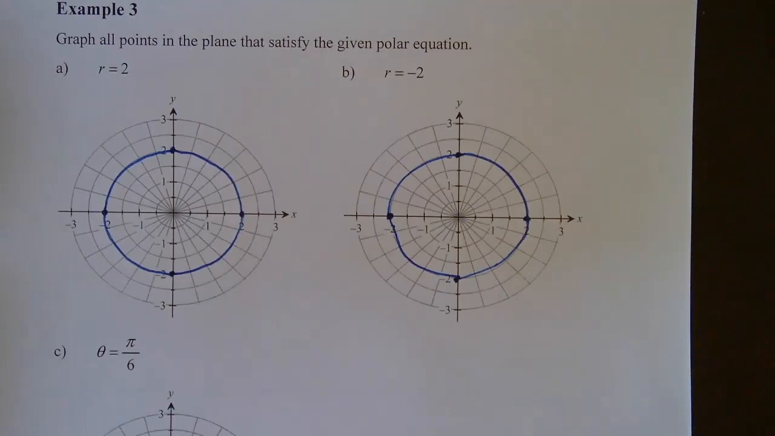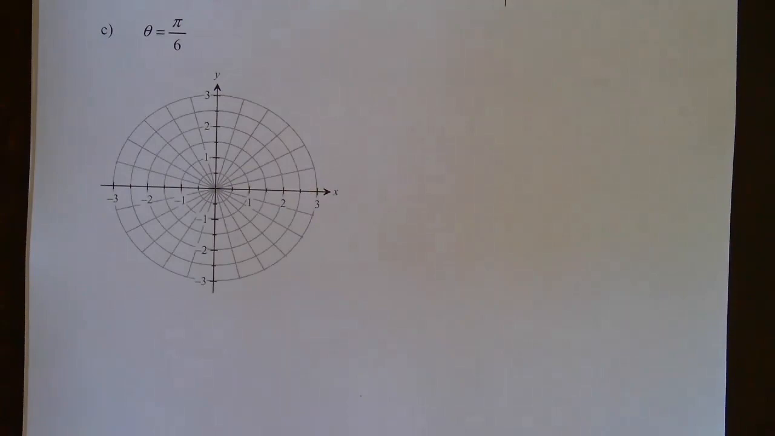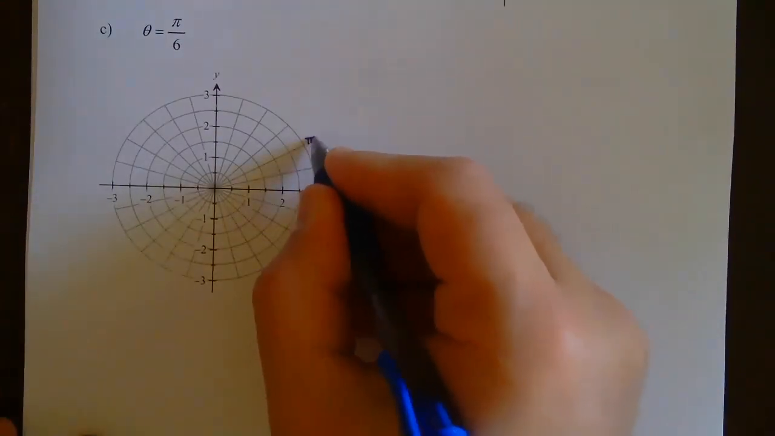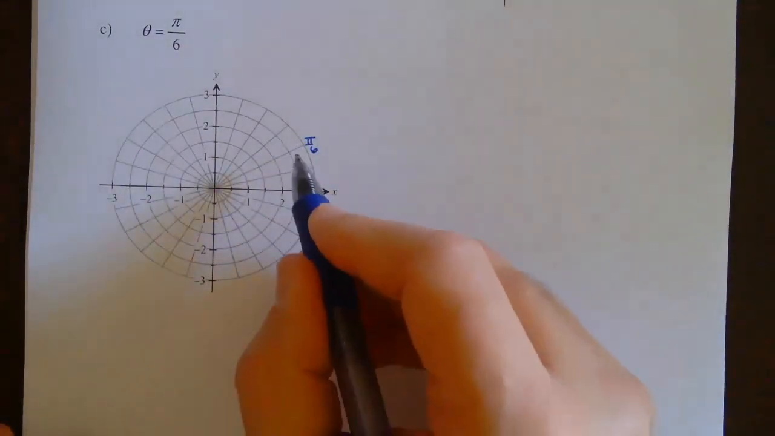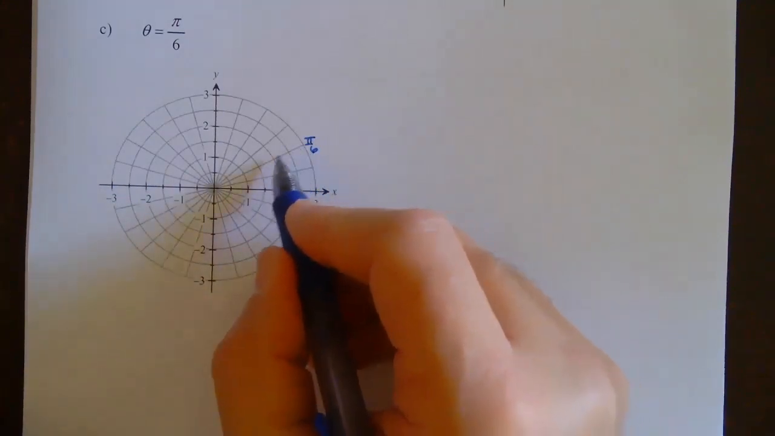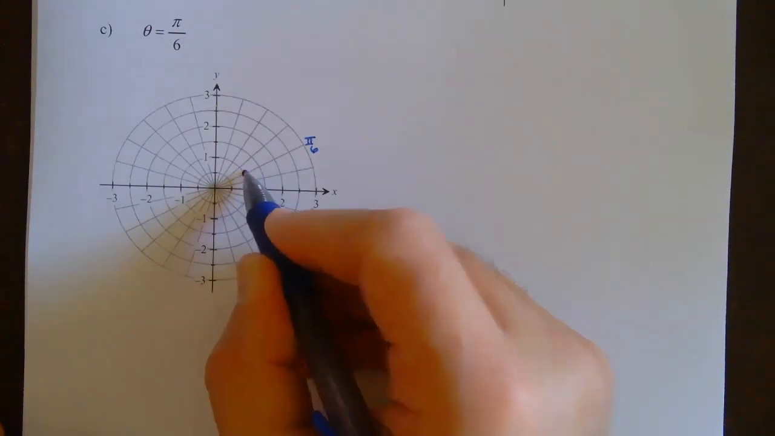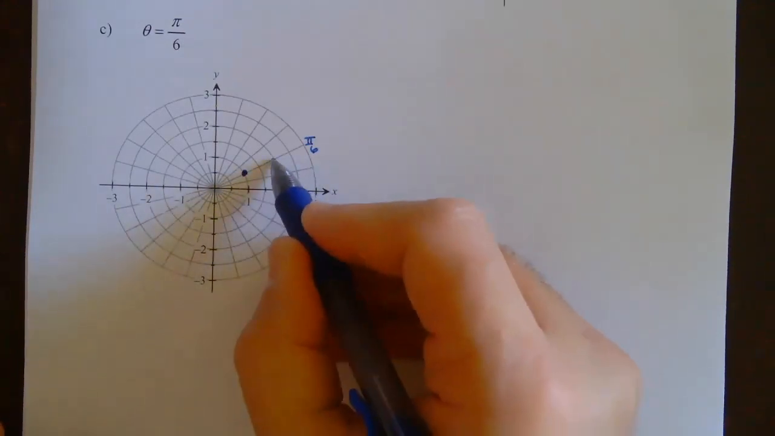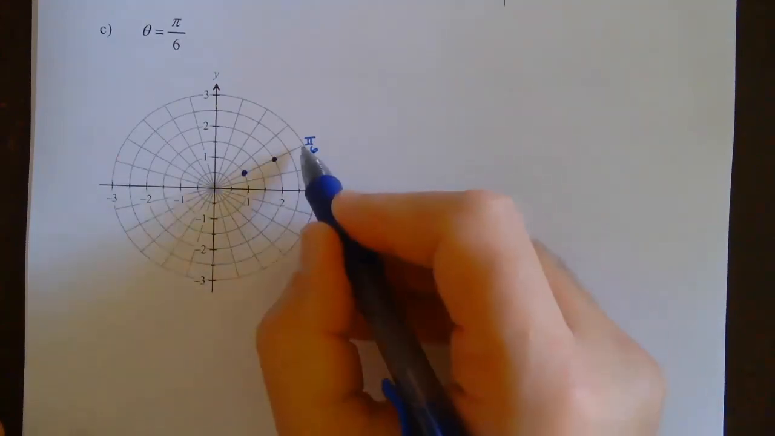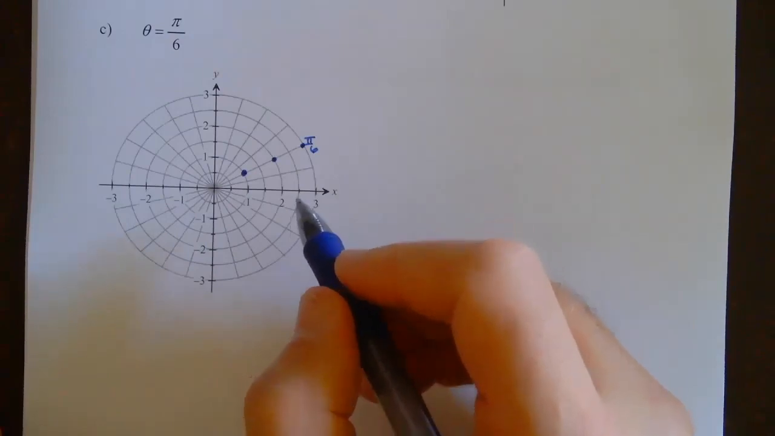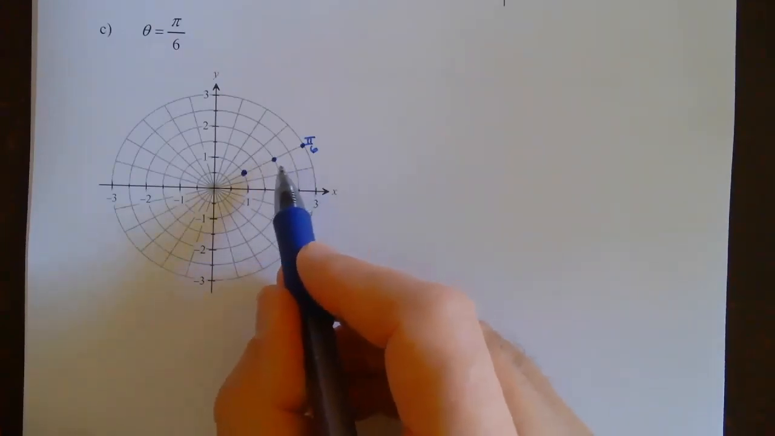Okay, so the next is, I want to look at this next one, okay? So this time there's no radius, it's just theta equals pi over 6, right? So theta is equal to pi over 6. Well, pi over 6 would be right here, right? So it doesn't matter what the radius is. So what it could be is we could have a radius of 1. We could have a radius of 2. We could have a radius of 3. Okay. All right.